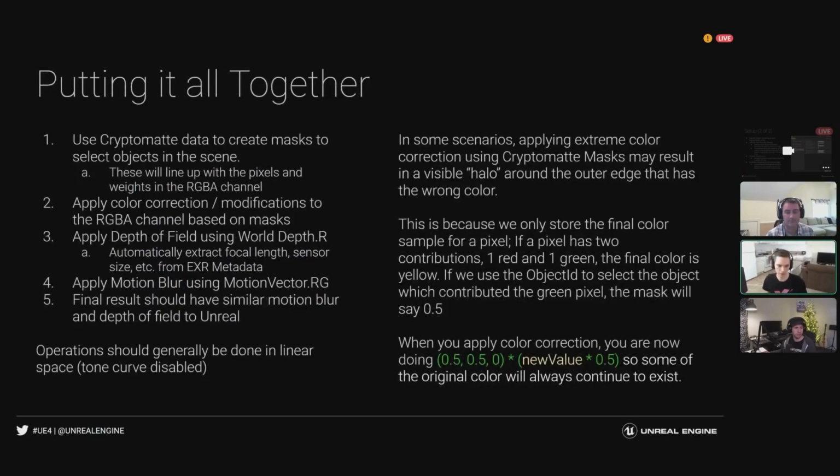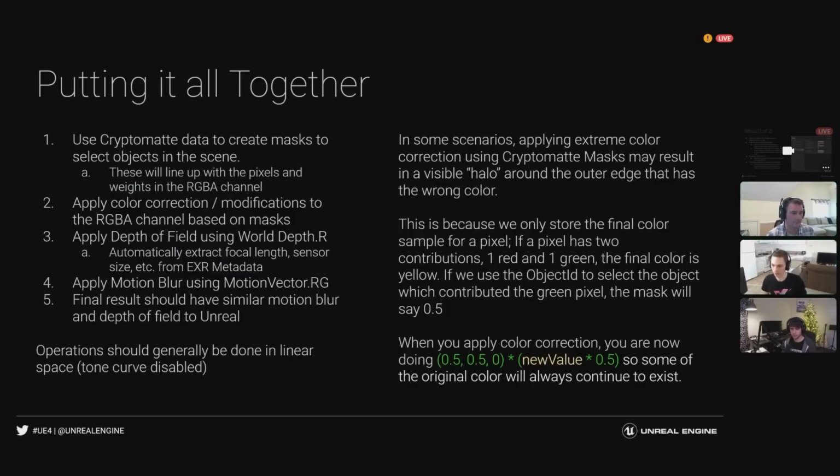So putting it all together, and Andy's going to show this off in a little more detail, actually using it in Nuke, how do we use this ObjectID pass to make changes to our scene? You're going to use the Cryptomatte data to create masks to select objects in the scene, and that's going to line up with the pixels from the RGBA channel because we turned off all the post-processing effects. So when you pick a couch from the scene in your Cryptomatte, it's going to line up pixel perfect with the RGBA image.